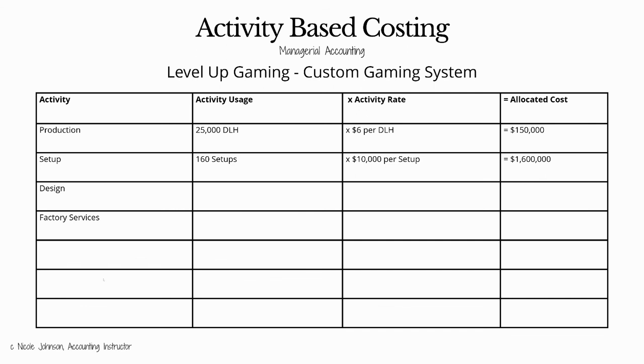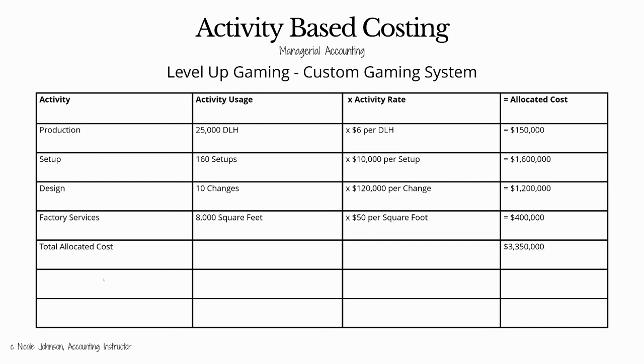For setups, we expect 160 setups at $10,000 per setup for an allocated cost of $1,600,000. For design, we expect 10 design changes that we multiply times $120,000 per change. The allocated cost here is $1,200,000. And for factory services, the custom gaming system uses 8,000 square feet. We multiply that times $50 per square foot to get an allocated cost of $400,000.